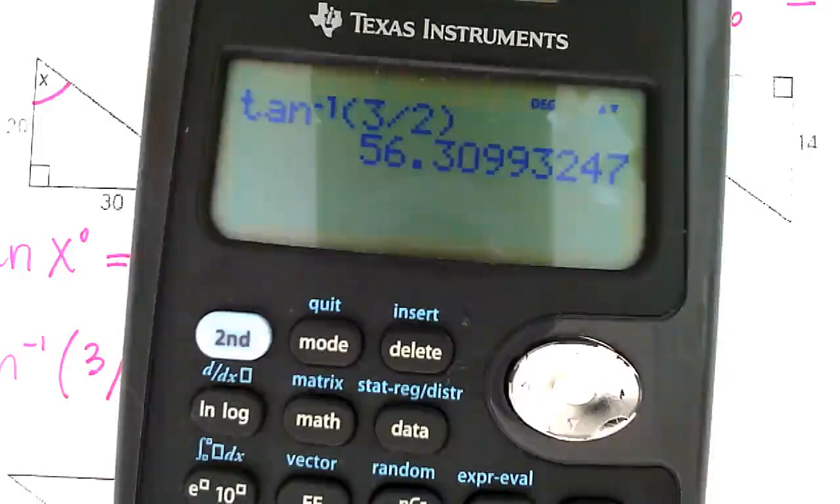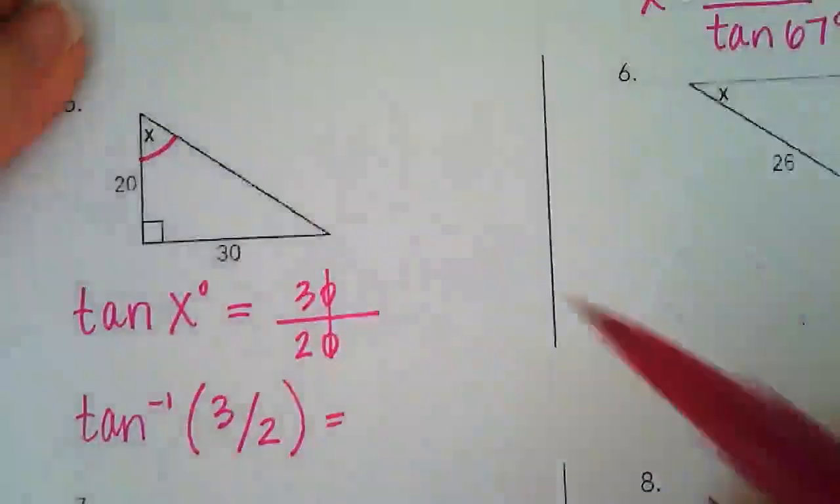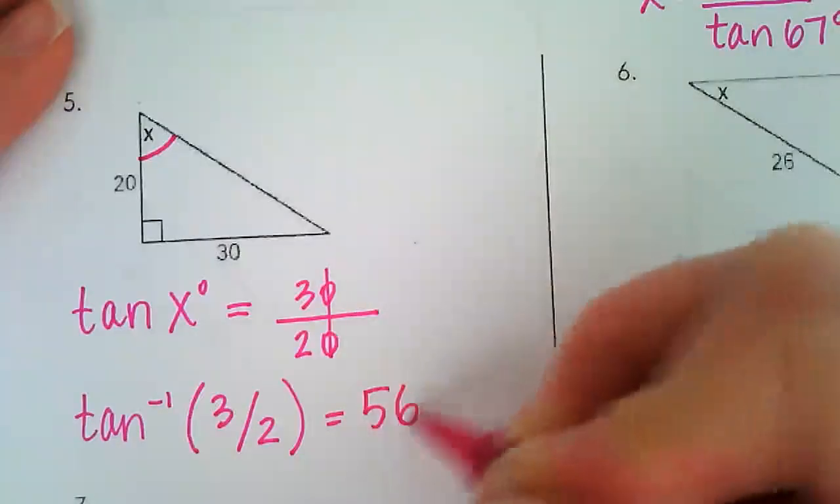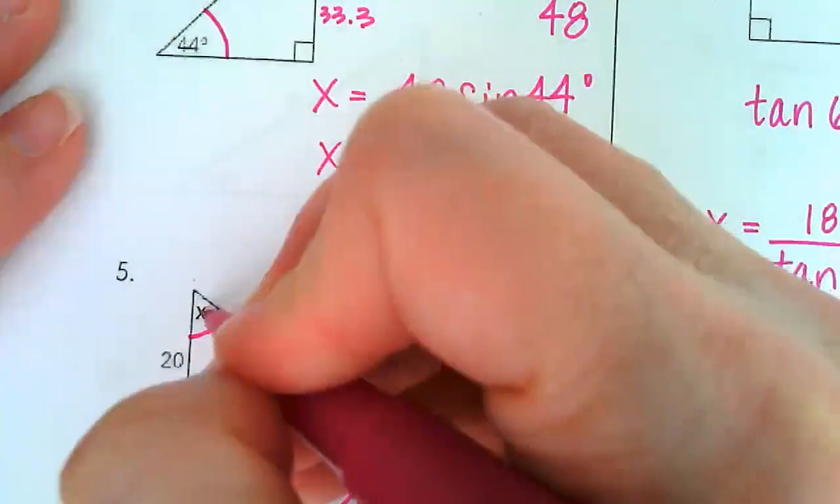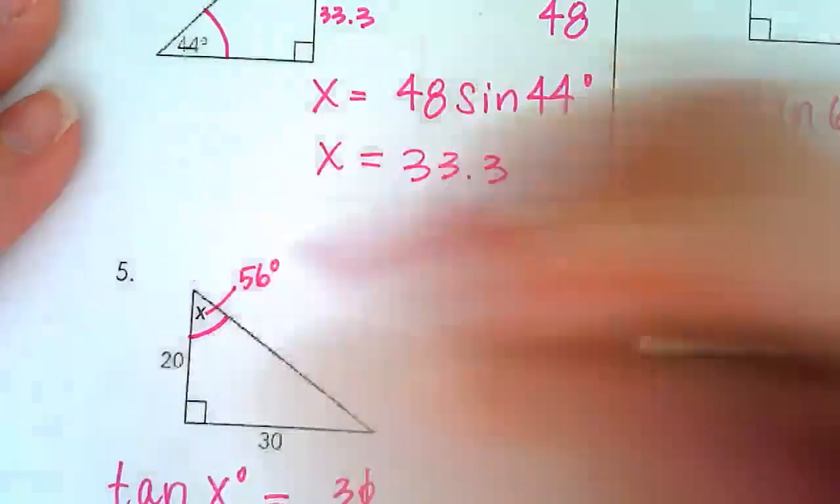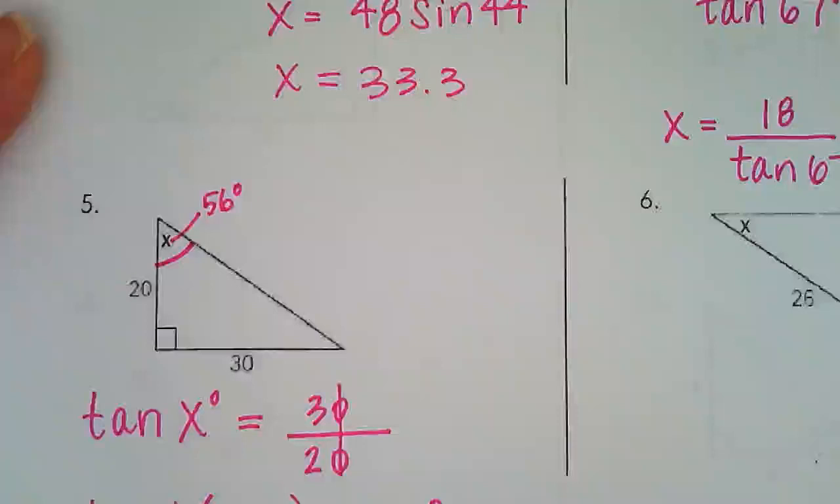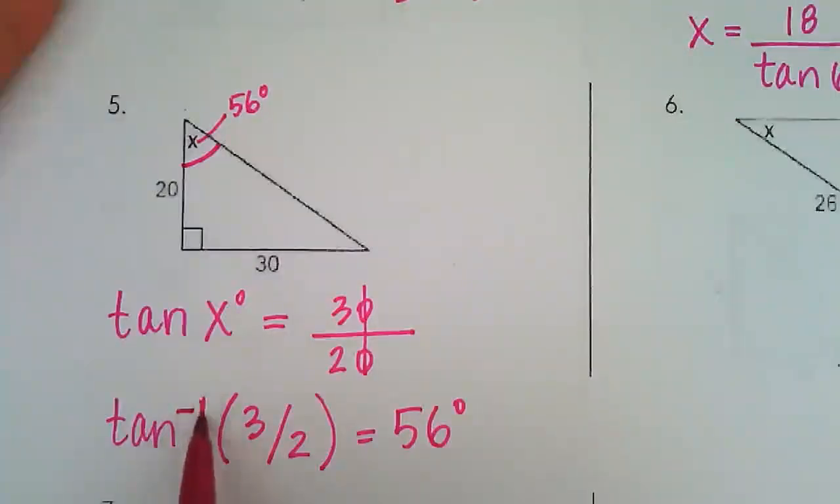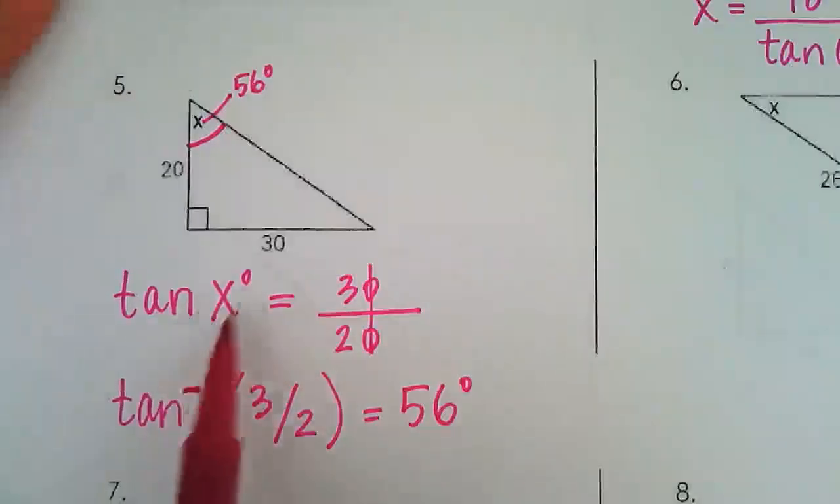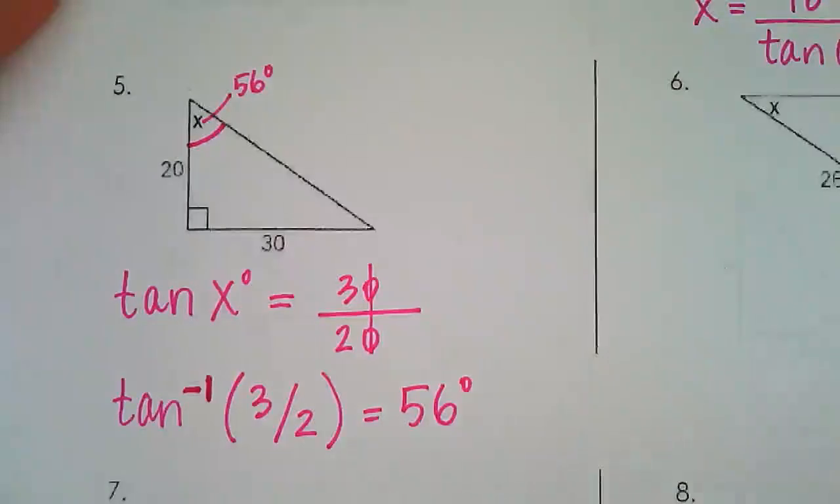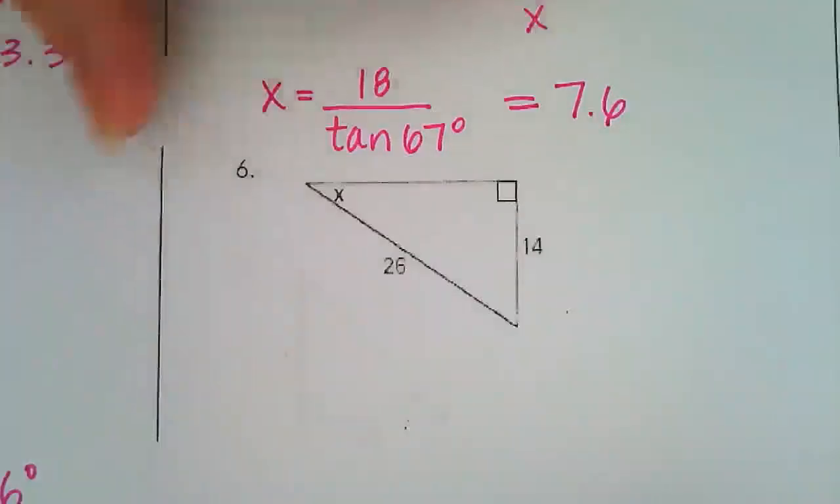We're not going to do the angle to decimals because it's not necessary for what we're doing. So this angle right here is 56 degrees. Whenever we have a problem where the angle is the missing part, then we need to use the tangent. Okay? All right, number 6.